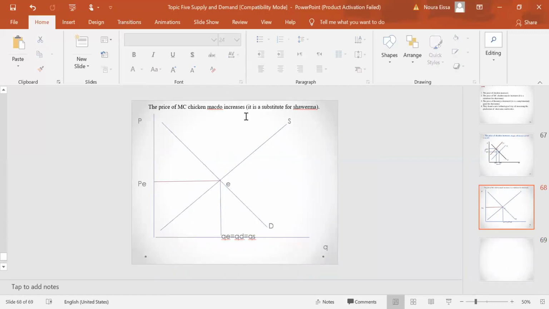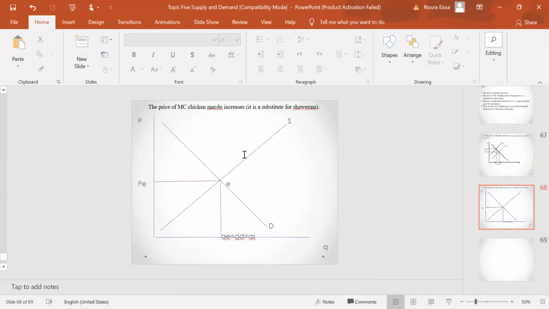The price of Mac chicken, McDo, increases, and it is a substitute for shawarma. So, substitute, is this demand or supply? Demand, automatically. All right. So we're looking at, this is the market for what? This graph, this is the market for shawarma. I don't really care about the graph for the McDonald's one now. We're looking at the market for shawarma.